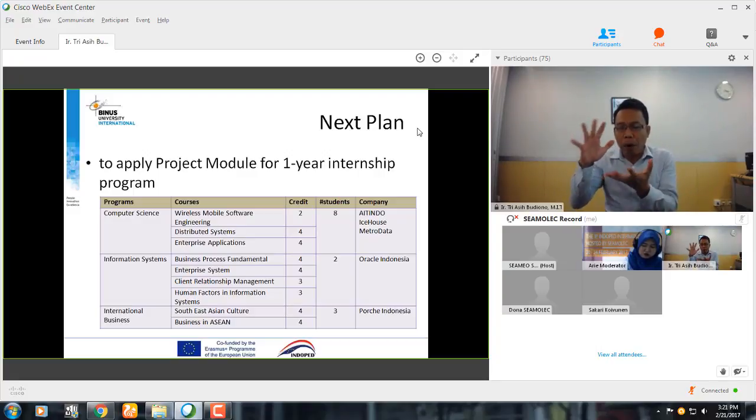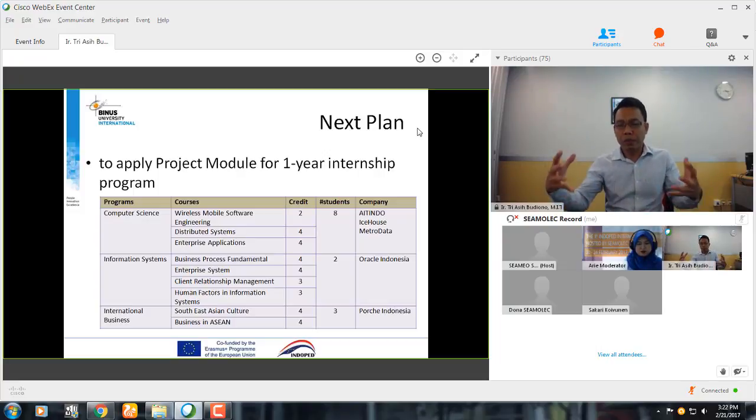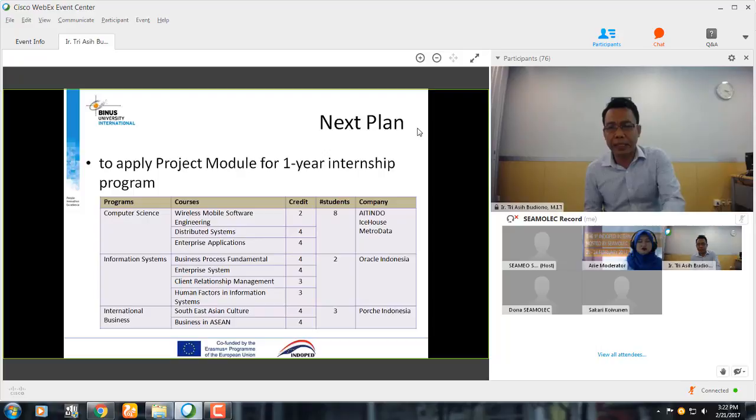Now we have a more proper arrangement of the modularized scheme for this project module. Instead of only having 1 course packaged as a module, now we have at least 2 courses packaged into 1 module. So with computer science next semester, actually this semester has started already, we have 3 courses: wireless mobile software engineering, distributed systems, and enterprise application packaged into a project module. And the students will be working in 3 companies: Itindo, Icehouse, Metrodata. All of them are IT consulting companies and software houses.